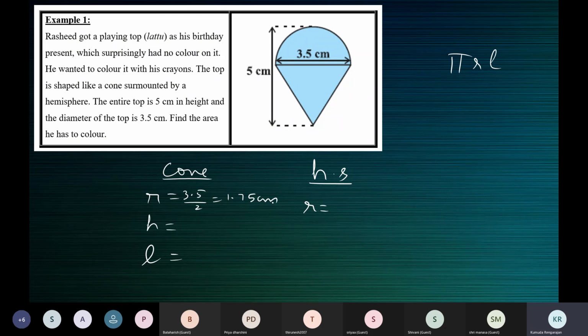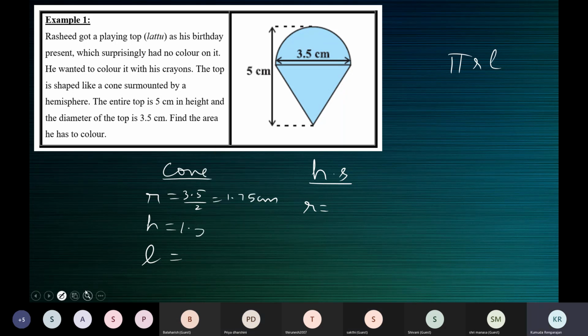0.75 centimeters. What about the height of the cone? 5 centimeters. Who's that? Ma'am, 1.5 centimeter, ma'am. Height of the cone is 1.5 centimeter.